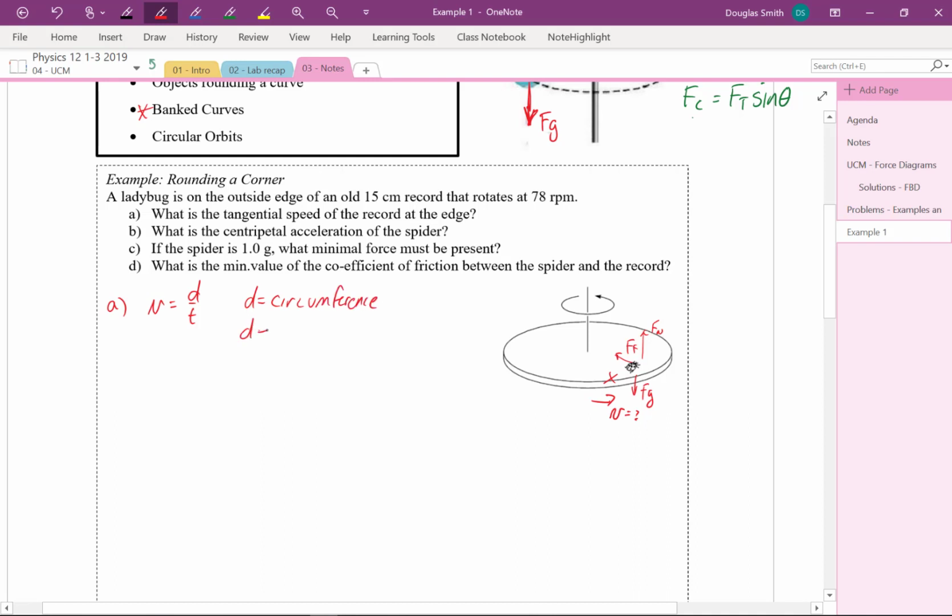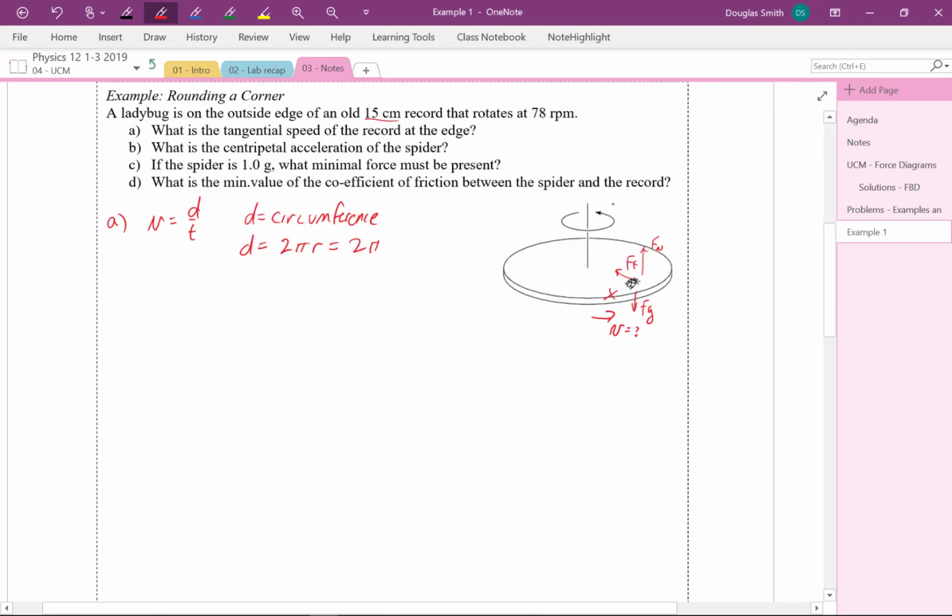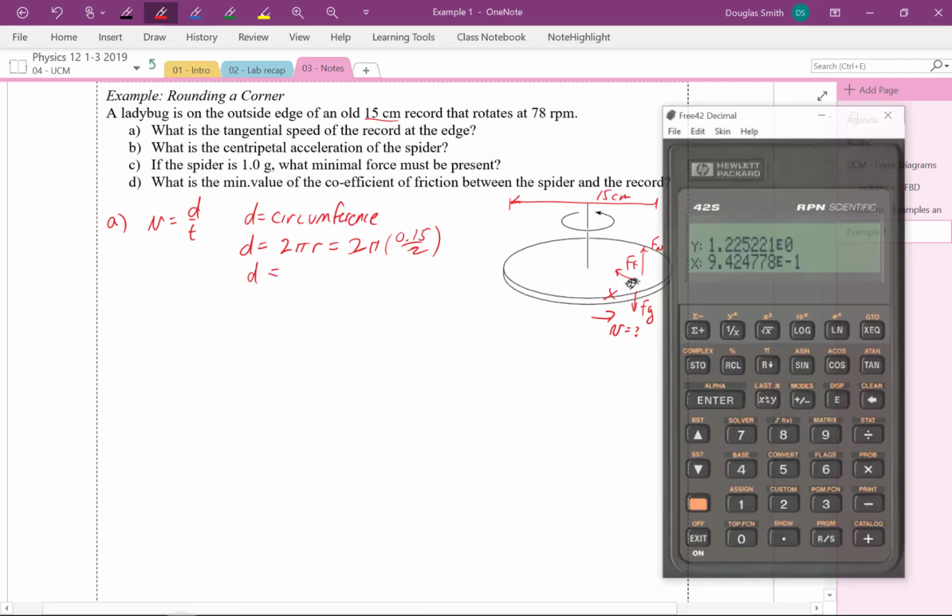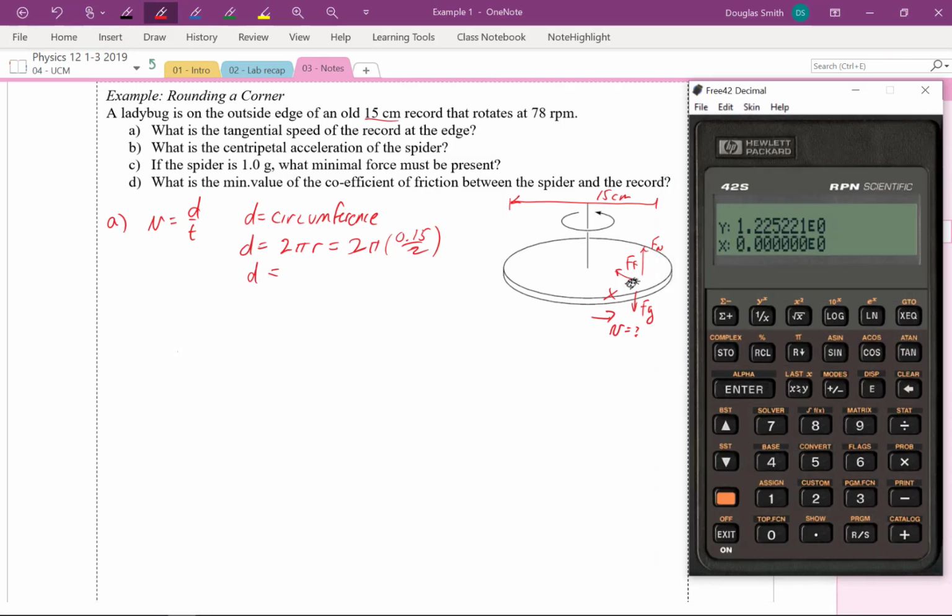That's equal to 2 pi r. In this case, the whole diameter is actually 15 centimeters, so the radius would be 0.15 divided by 2. So those cancel out, and you get a distance of 0.15 times pi, which is 0.4712 meters.